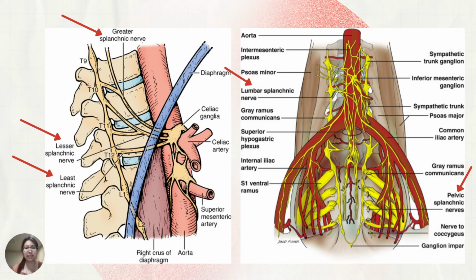The lumbar splanchnic nerves are the splanchnic nerves that arise from the lumbar part of the sympathetic trunk and travel to an adjacent plexus near the aorta. They originate from L1 and L2. These nerves contain preganglionic sympathetic and general visceral afferent fibers.